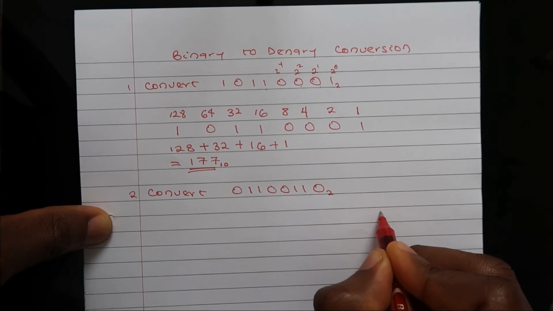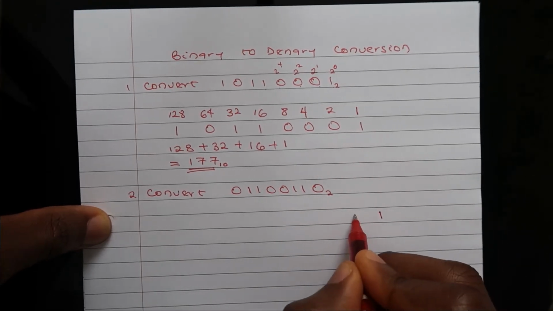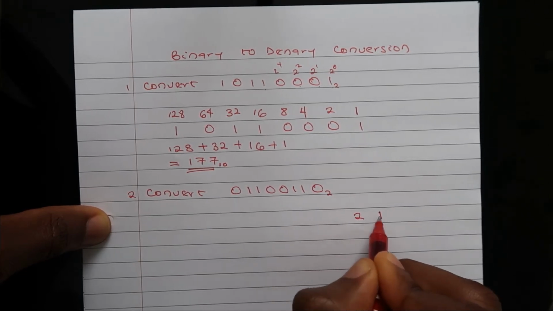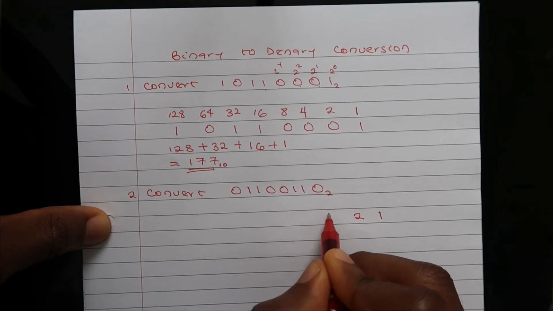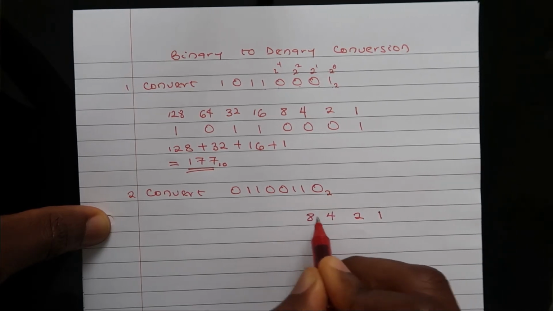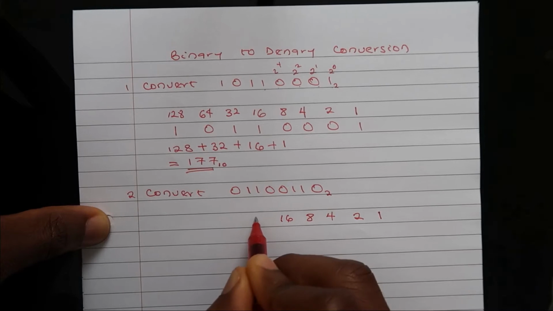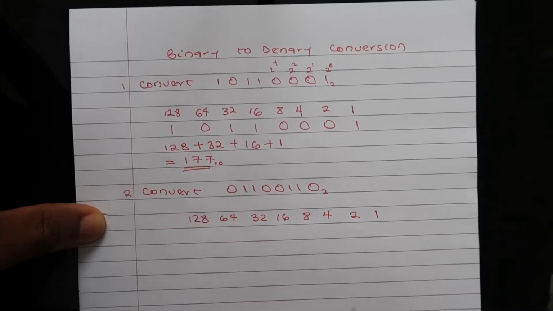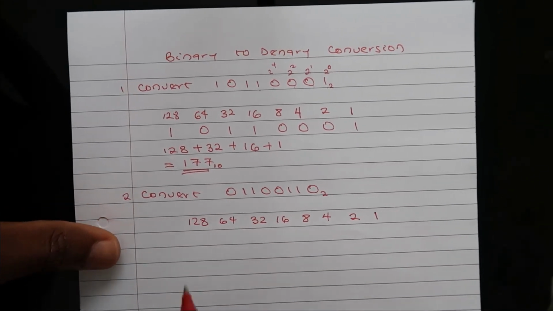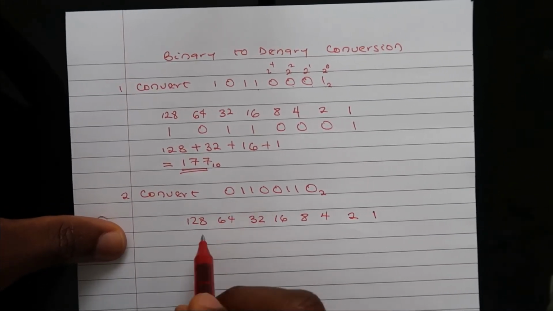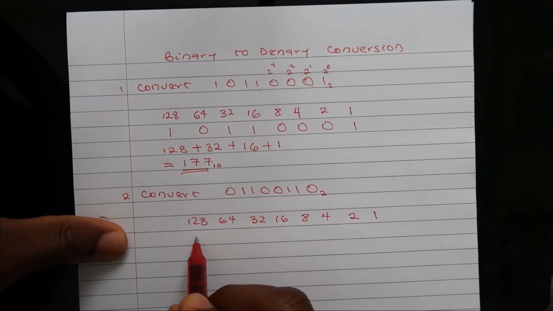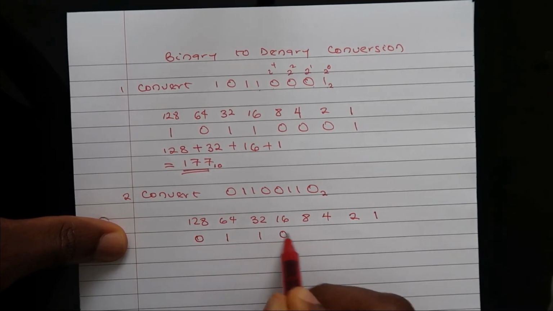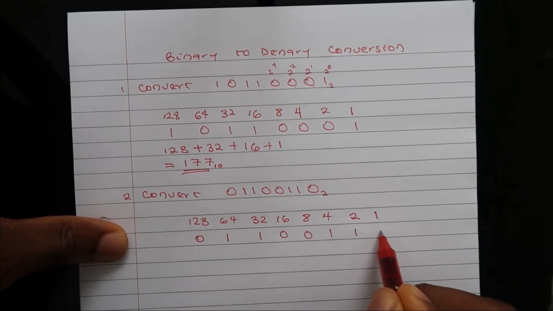So I'm going to put 1. Again, remember, I'm just repeating the values, I'm doubling the values each time. So I've got 1, 2, 4, 8, doubles each time to 16, 32, 64, and 128. And remember what I've said, the next thing you need to do is to write down all the values underneath it. So I have 0, 1, 1, 0, 0, 1, 1, 0.